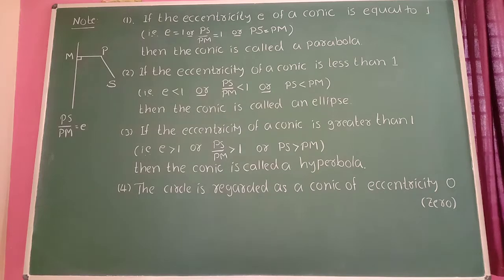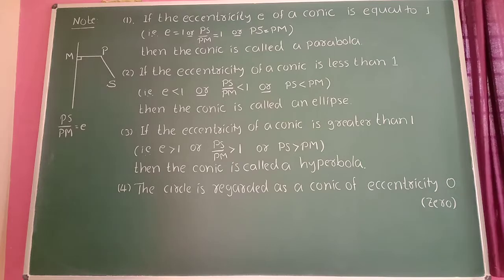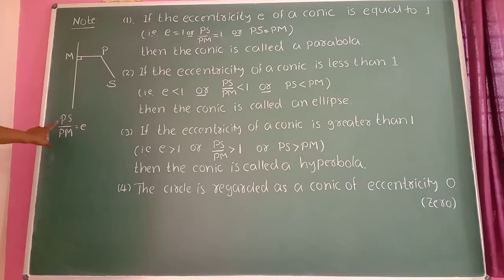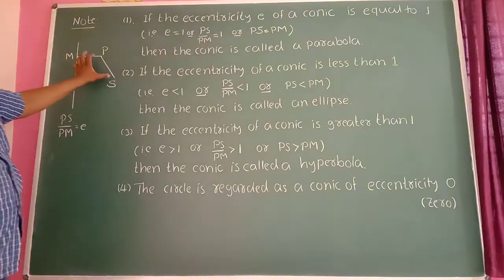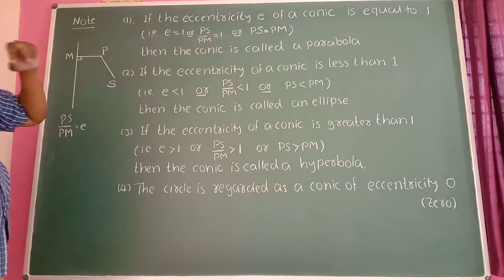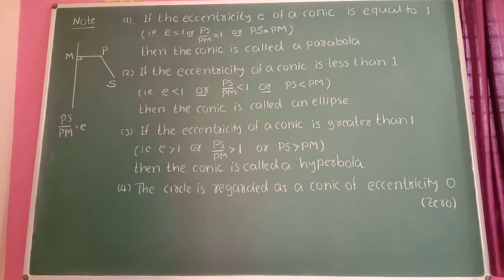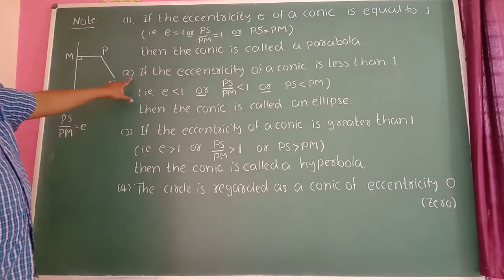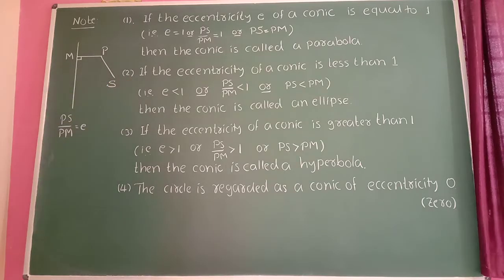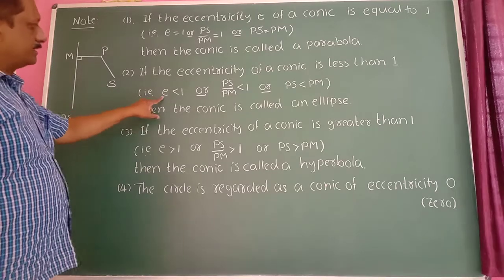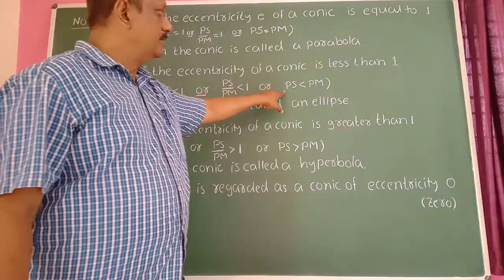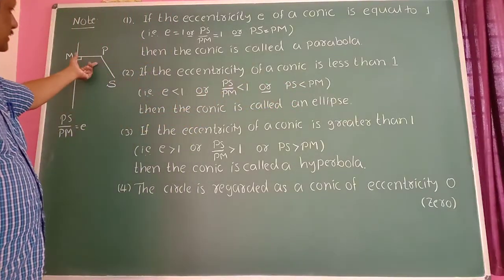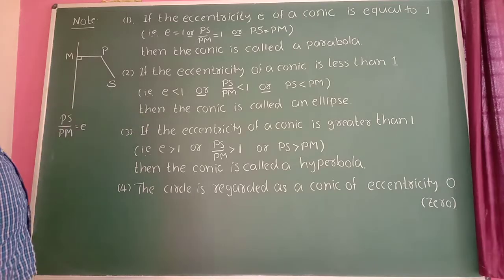If the eccentricity e of a conic is equal to 1, that means PS upon PM is equal to 1, or PS equals PM, then the conic is called a parabola. Then the second note: if the eccentricity of a conic is less than 1, or PS upon PM is less than 1, or PS is less than PM, then the conic is called an ellipse.